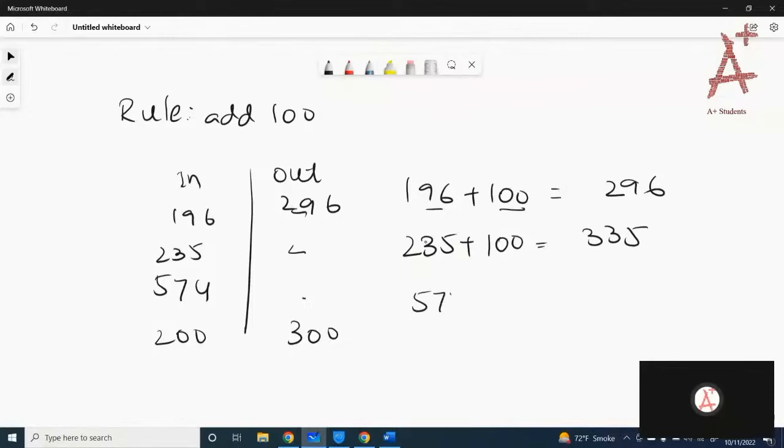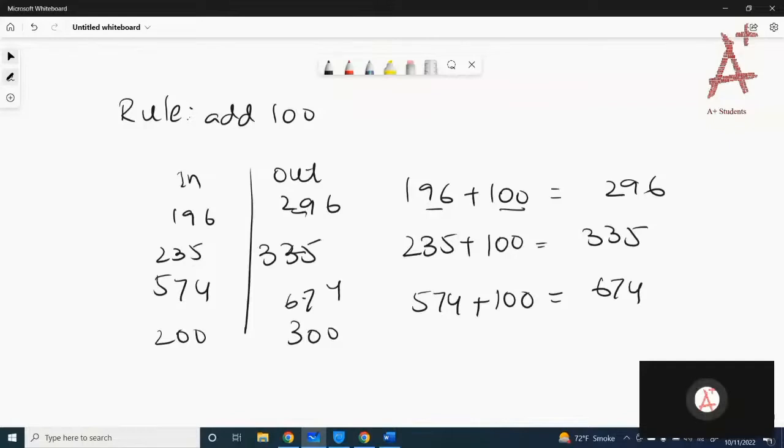Then 574 plus 100 is, anyone knows the answer? Write the answer in the chat box, I'm waiting for the answer from your side. The one who knows the answer, use the chat box button and write the answer in the chat box. 574 plus 100 is 674. Got it? So the missing numbers are 296, 335, and 674.